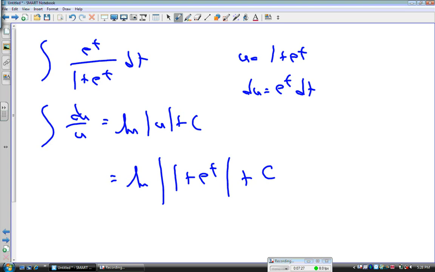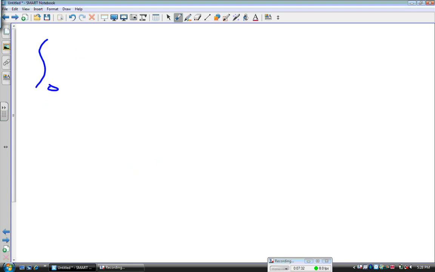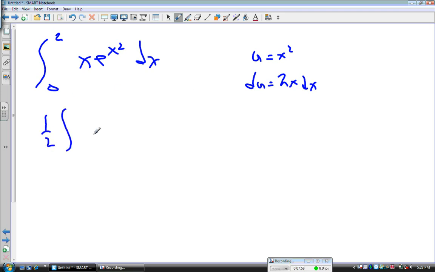Okay, try this one on for size. How about a definite integral? The area under the curve from 0 to 2, x equals 0 to 2, the area under the curve y equals x e to the x squared. All right? Well, here's one way to do it. If u is x squared, isn't that the inner function? Then du is 2x dx. So we're going to replace x dx with 1/2 of du. So you get 1/2 the antiderivative of e to the u du.